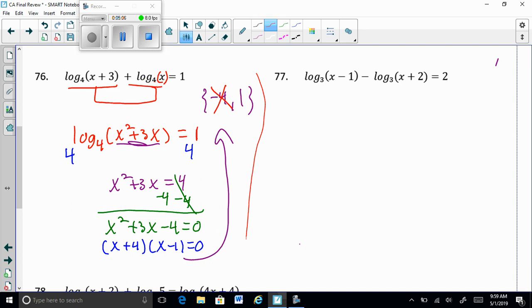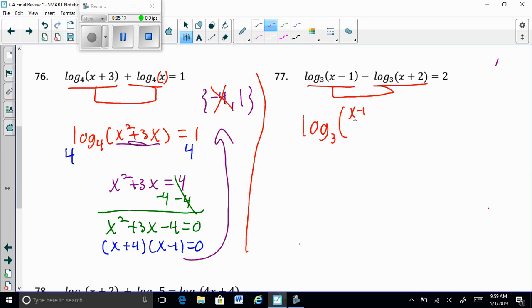All right, so now 77 is kind of similar, except that you're going to do the quotient of what's being evaluated here. So you're going to get log base 3 of (x minus 1) all over (x plus 2), and this all equals 2. So what I'm going to do is insert a base of 3 on both sides. And so the left side simplifies to what's being evaluated: (x minus 1) over (x plus 2) equals 3 squared, which is 9. So you can go ahead and put the 9 there.